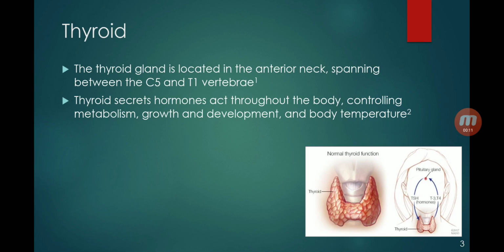Let's start with some basic information of thyroid. The thyroid gland is located in the anterior neck, spanning between C5 and T1 vertebrae. Thyroid secretes hormone that acts through the body, controlling metabolism, growth and development, and body temperature.